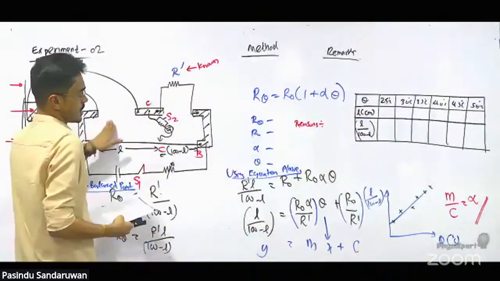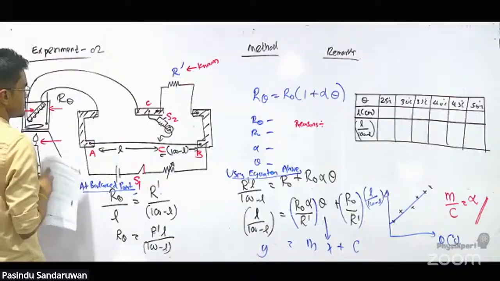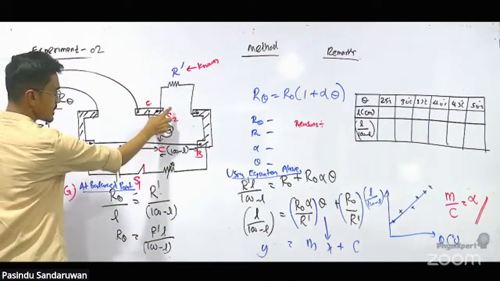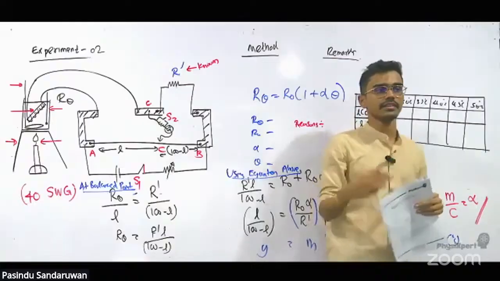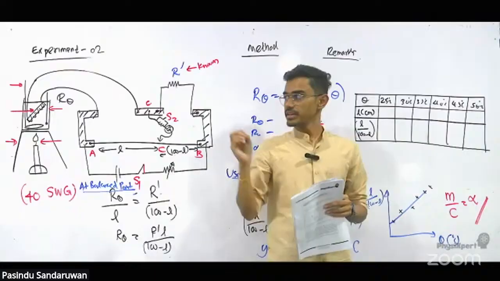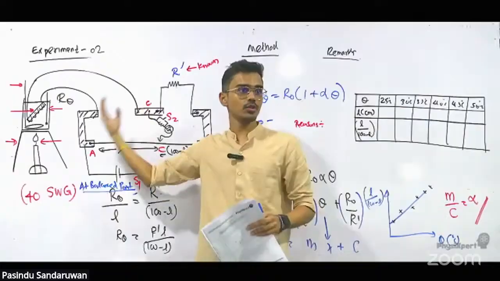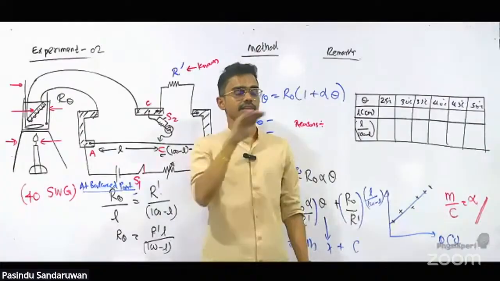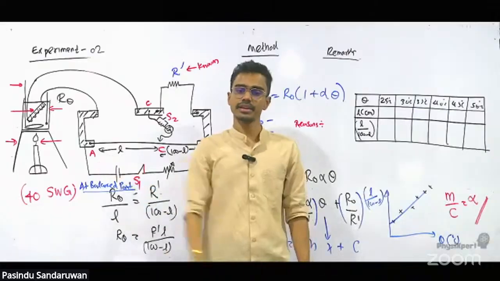Then the other thing is about using a safeguard resistor with this plug key. And what's the reason to use plug keys? We need to have a continuous current. To make sure the current is steady and constant, we are using an accumulator, maybe a cell. That's why an accumulator is used.